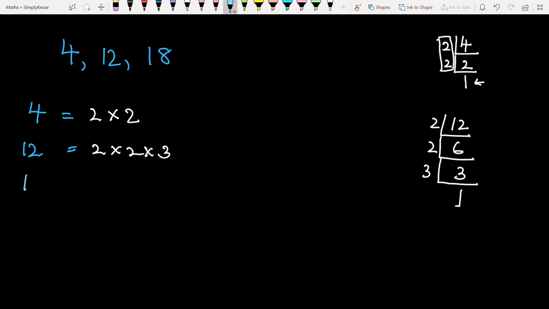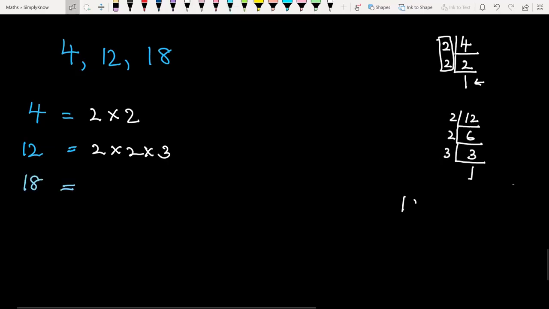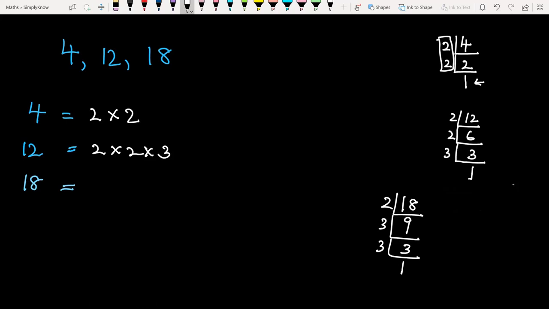Now let's take 18. 18 divided by 2, we get 9. 9 is not divisible by 2, then we have to divide by 3 and we get 3. 3 divided by 3 and we get 1. So 2 times 3 times 3. Now we have written all three numbers as a product of its prime factors.